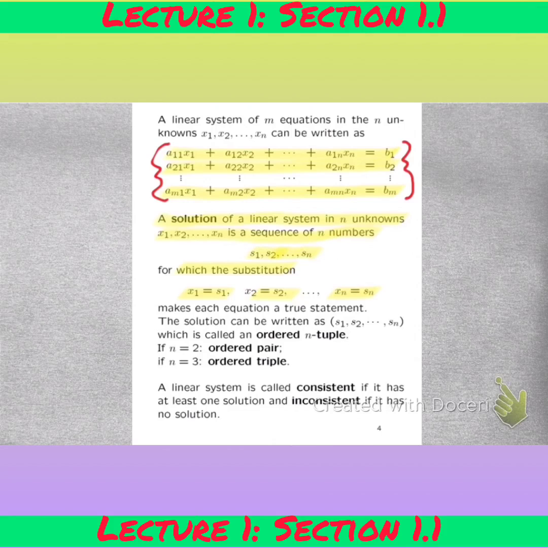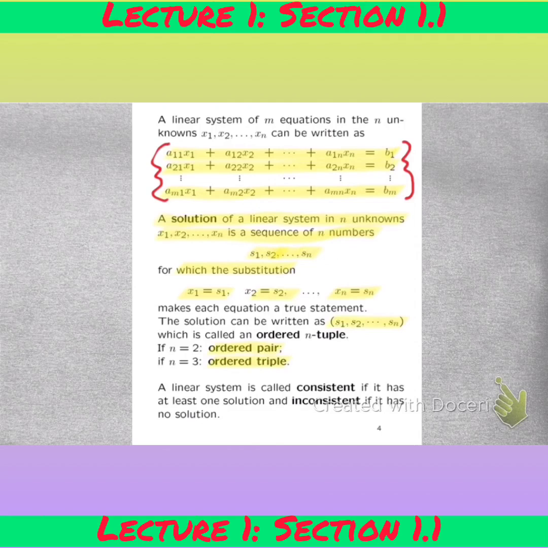Right, so in the case of n dimensions, in other words, you've got n variables, we can write the solution as an n-tuple. So it is a point with n components. Obviously in the two-dimensional case, we refer to it as an ordered pair, and in the three-dimensional case, we call it an ordered triple. Okay, just for you to take note of those definitions.